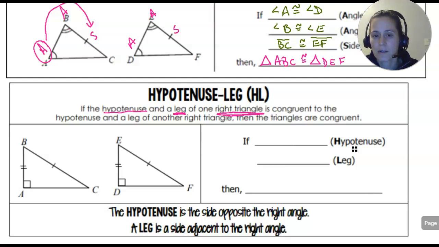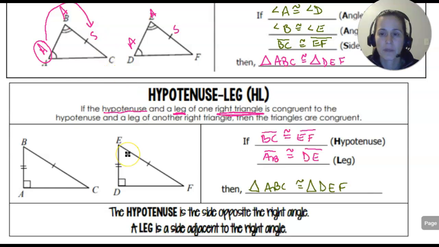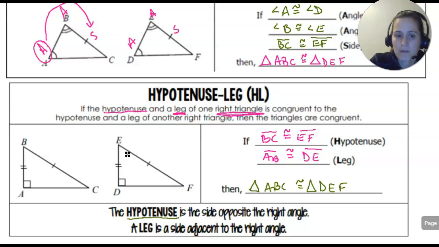So HL, and then knowing that it has to be a right triangle. So in our case, BC and EF are corresponding, and AB and DE are corresponding. Because both the hypotenuse and 1 pair of legs are corresponding and congruent in both triangles, then we can say that the 2 triangles are congruent. I also want to refresh your memory that the hypotenuse is the side opposite the right angle. And again, the leg is adjacent to the right angle, meaning that it's one of the other 2 sides of the right triangle.